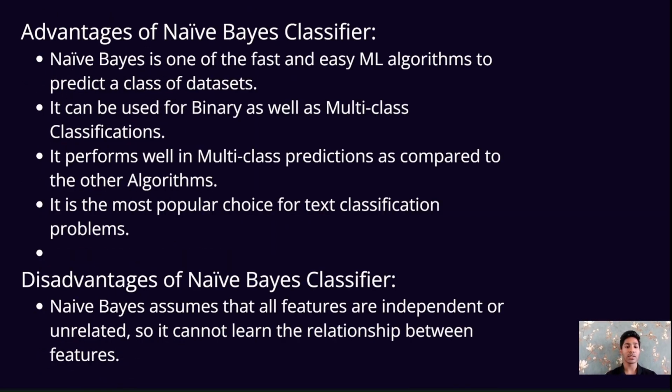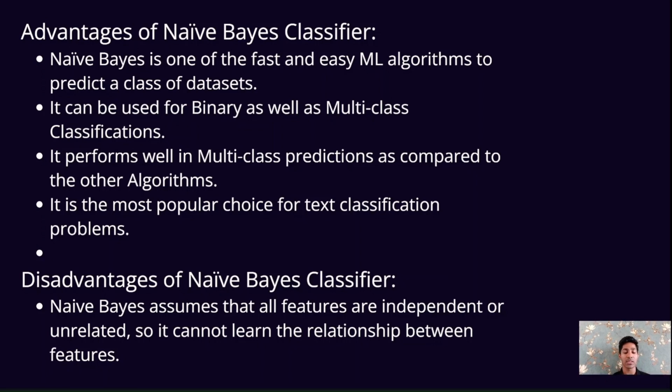Next we have the advantages of naive-Bayes classification. The first advantage is that naive-Bayes is one of the fastest and easiest machine learning algorithms for predicting a class of datasets. Second, it can be used for binary as well as multi-class classification. Third, it performs well in multi-class prediction as compared to other algorithms. Fourth, it is the most popular choice for text classification problems.